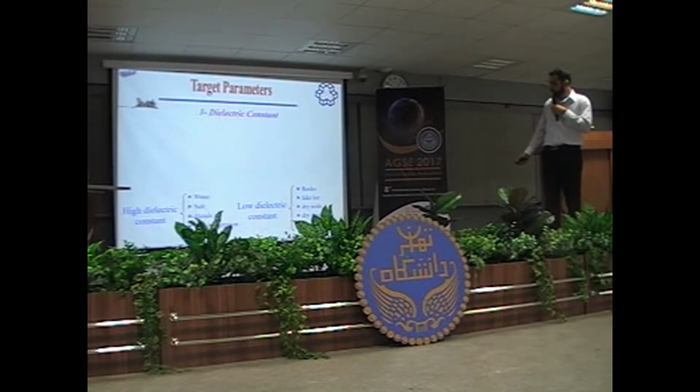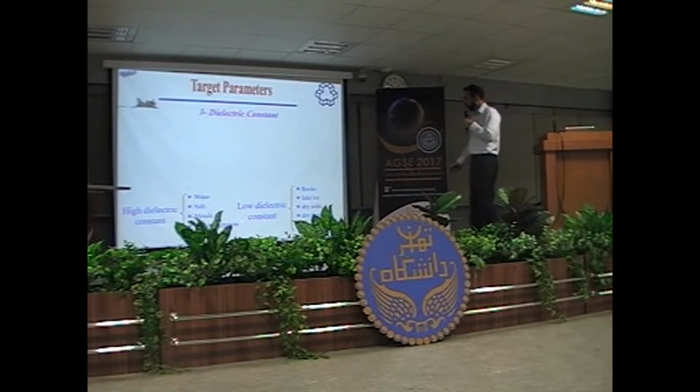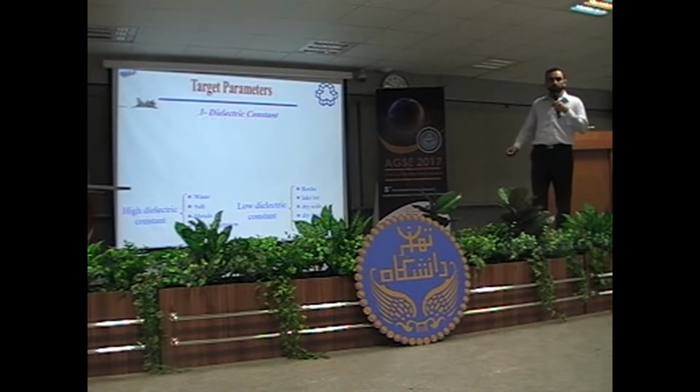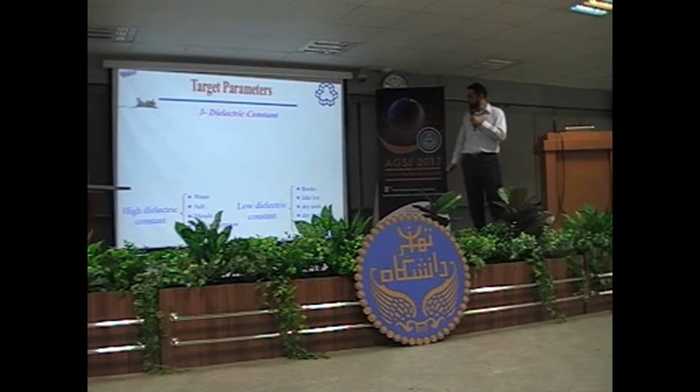So with a high dielectric constant, we have water, salt, metals, living vegetation. When we say living vegetation, it means that it consists of a lot of water. That's why the dielectric constant increases. The low dielectric constant materials are rocks, lake ice, dry soils, dry sands, dead vegetation. So the low dielectric constant materials absorb more energy compared to the high dielectric constant ones.